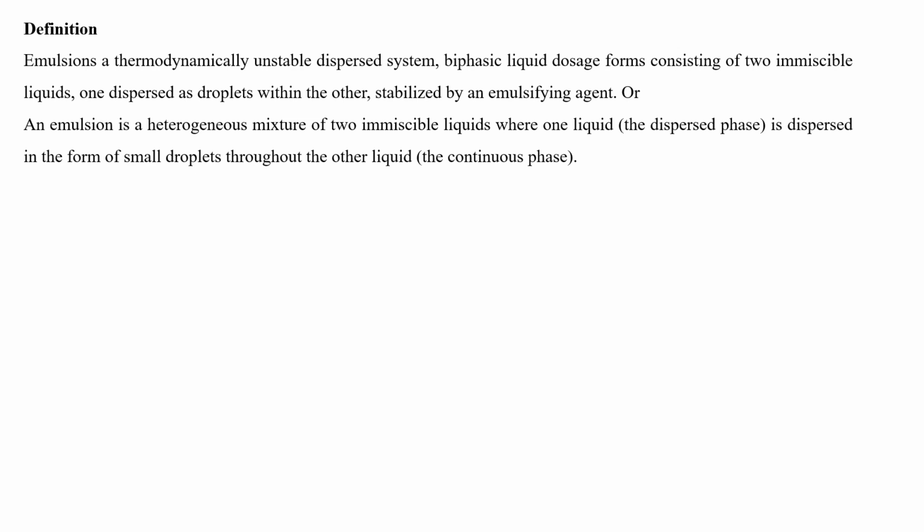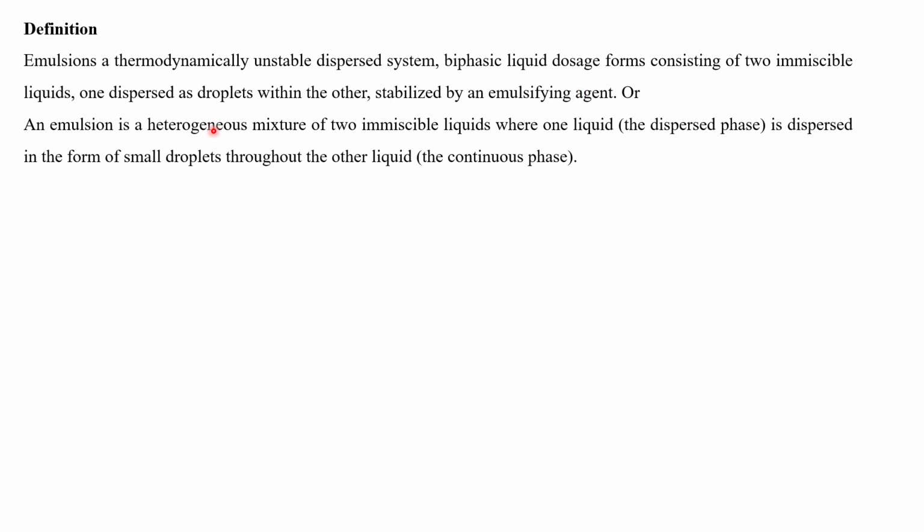coming to the definition of emulsions. Emulsions are thermodynamically unstable disperse systems. Since these contain two different phases, we are calling emulsions dispersed systems. These are thermodynamically unstable. So it is a biphasic liquid dosage form consisting of two immiscible liquids. One is dispersed in the form of droplets and the other is dispersed as a continuous phase. And these emulsions are stabilized by an emulsifying agent.